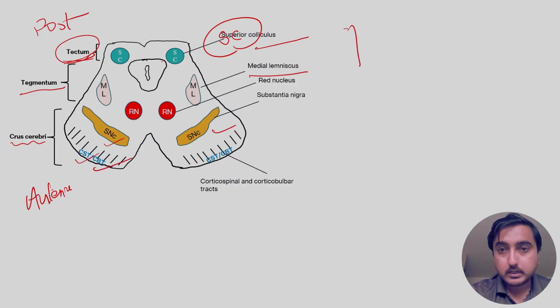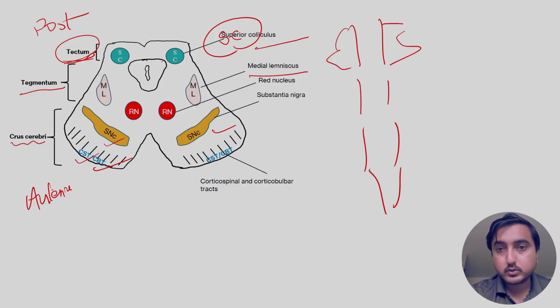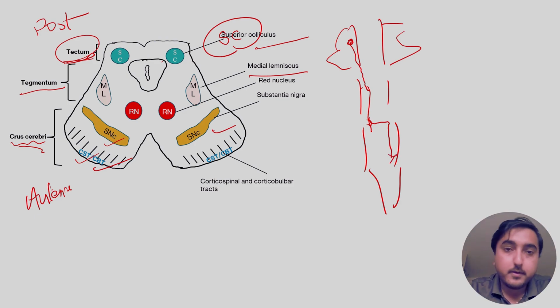Remember, the corticospinal and corticobulbar tracts originate in the cerebral cortex, descending downwards through the midbrain. So these fibers are lying at the crus cerebri of the midbrain, and then they descend down to the level of the caudal medulla. They decussate to the other side and then descend in the spinal cord.